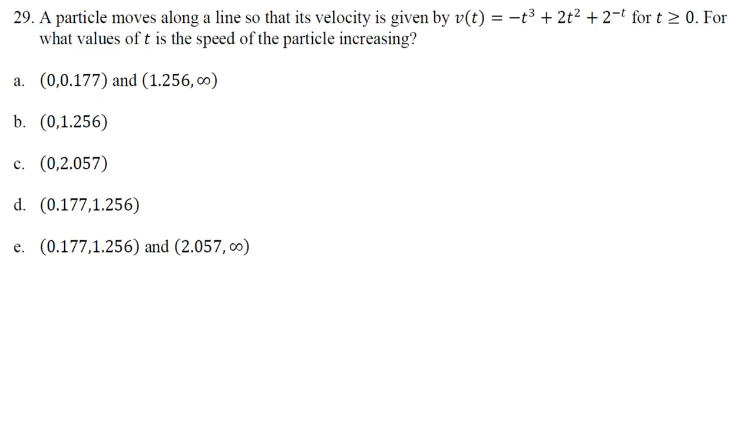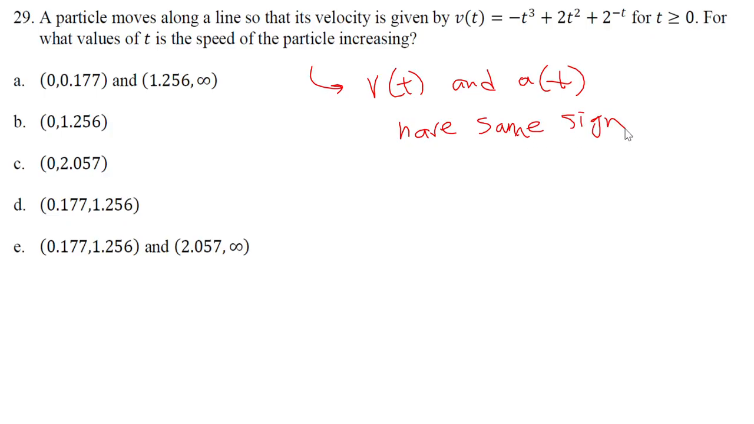So since this is a calculator question, the easiest way to do this is to just graph the absolute value of the velocity in our graphing calculator, which is what we will do in just a second. Now, if this wasn't a calculator question, we know that speed is increasing if velocity and acceleration have the same sign. So if this was a non-calculator question, you would have to go through and see when the velocity is positive and negative, and see when the acceleration is positive and negative. But since it's a calculator question, we can just graph this using absolute value.